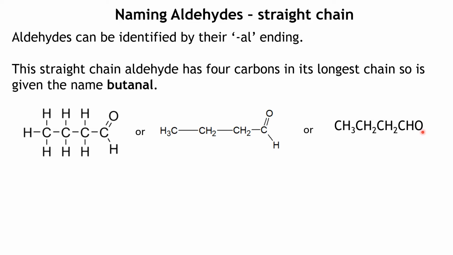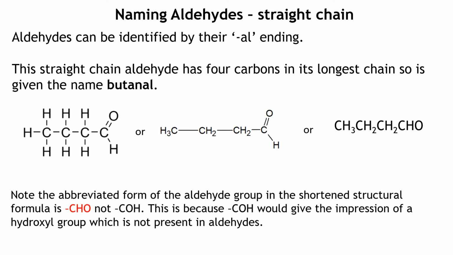Another thing to note about the shortened structural formula is it ends CHO rather than COH. The reason for this is because COH would give a false impression that there's a hydroxyl group present in the aldehyde, when there's not. It's a C double bond OH.